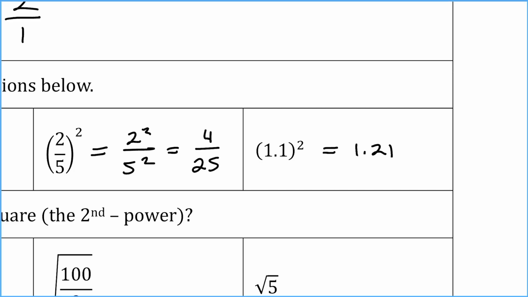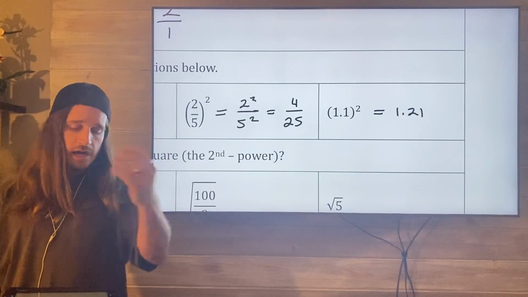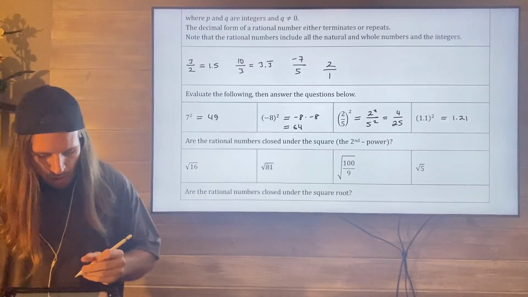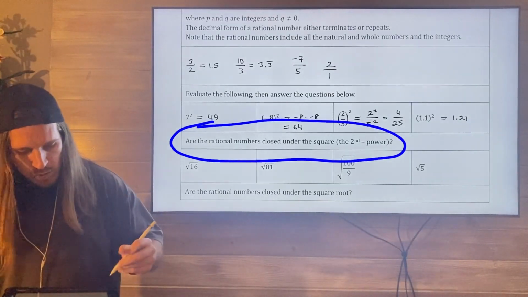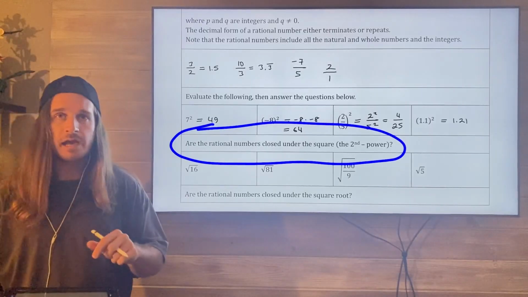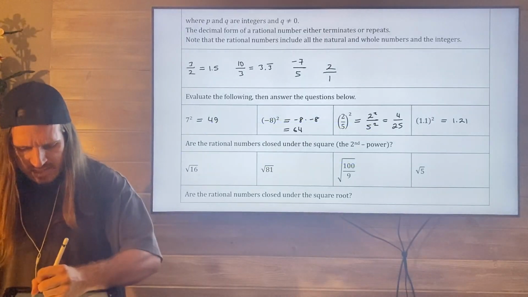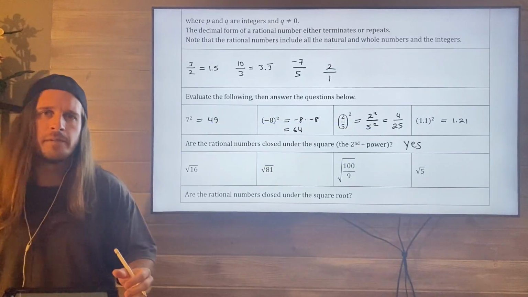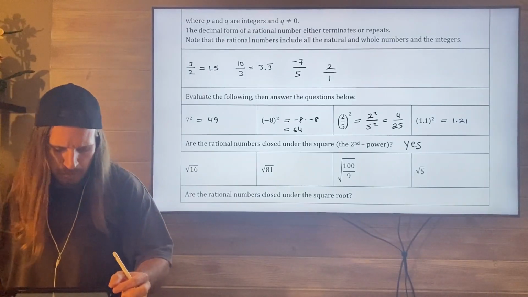0.21. Now, is this a rational number? Well, let's see. It's in decimal form and it terminates. So yes, it's rational. Squaring rational numbers does not get us out of the rational numbers, right? Are the rational numbers closed under the square, the second power? And the answer is yes. If you square a rational number, you're going to get a rational number, okay?